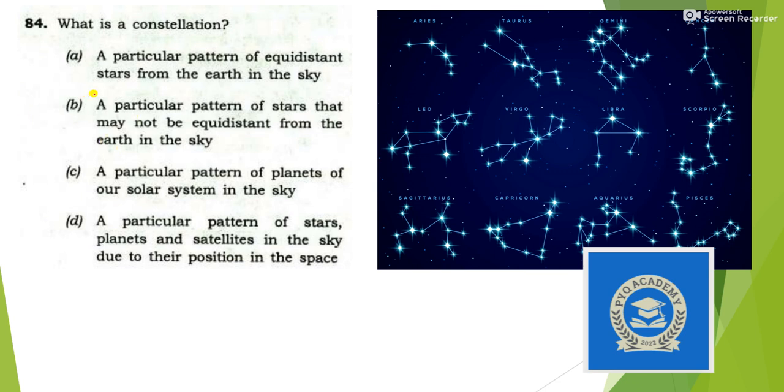Okay, next is constellation. Yes, this we can solve. Constellation, you can see this image. These are some imaginary patterns made by the positions of stars. A particular pattern of stars equidistant from Earth in the sky: are all these stars equidistant? No, they are not equidistant. A particular pattern of stars that may not be equidistant from the Earth in the sky: yes, they can be equidistant or cannot be. So the answer is option B. A particular pattern of planets, no. So the answer is option B.